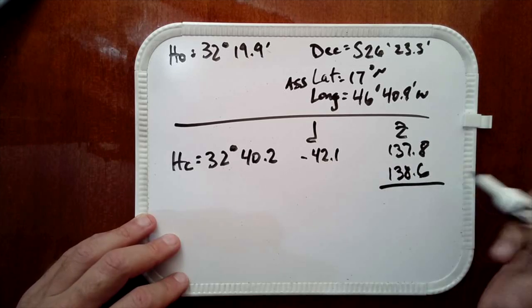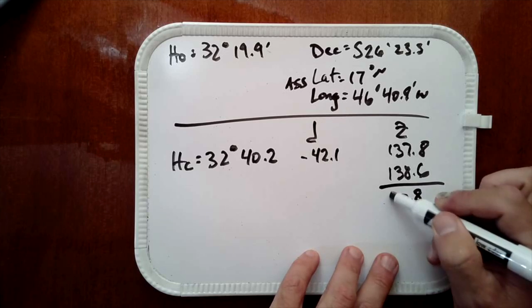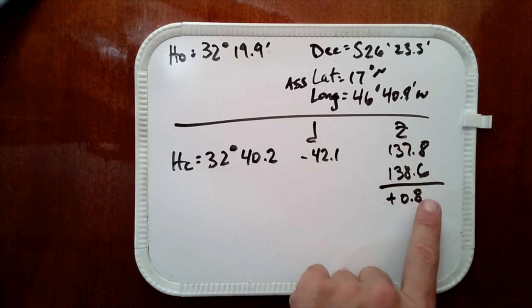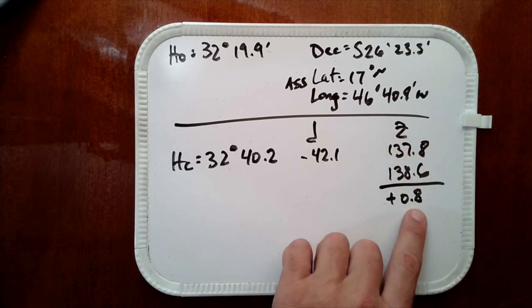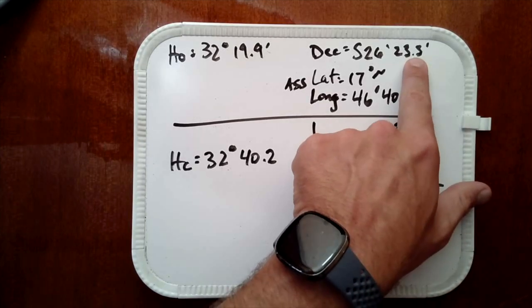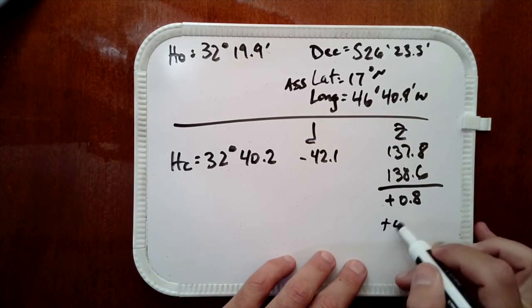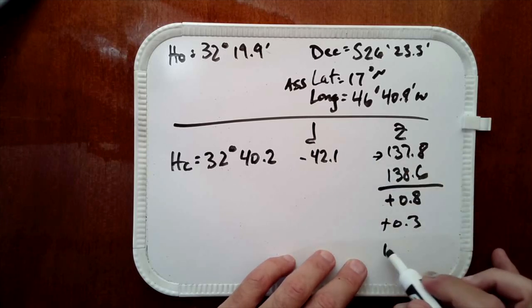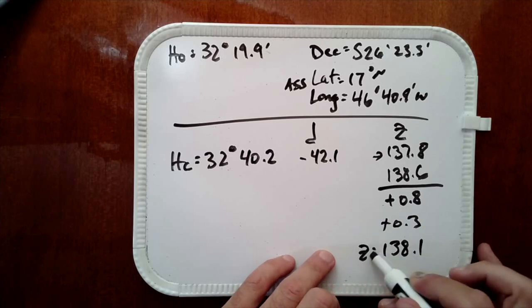So let's just deal with that now. That means there's a difference of 0.8 in there, and it's an increase. So like I say, you don't have to do this altitude or this azimuth interpolation if you want, but if we take the 0.8 times the 23.3 leftover declination increment and divide it all by 60, you get a correction of plus 0.3 to apply to your original one. So that makes this 138.1 for Z.